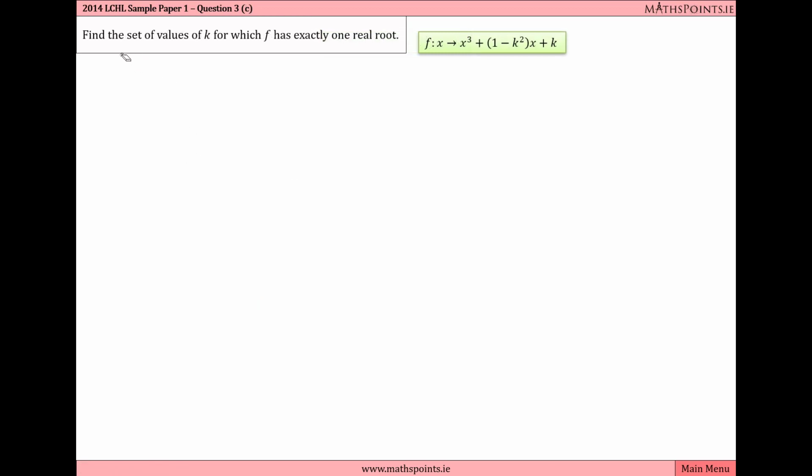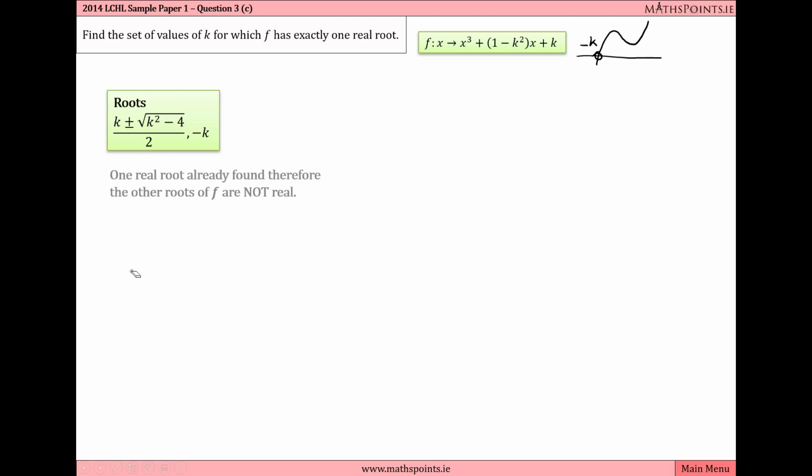The C part of the question then says to find the set of values of k for which our function has exactly one real root. We know it's a cubic function, and so it rises and then falls and then rises again. And if it has exactly one real root, well then it crosses the x-axis in one place only. And we've already found out that the value of this root is minus k. So if minus k is the real root, then k plus or minus the root of k squared minus 4, over 2, are non-real roots.